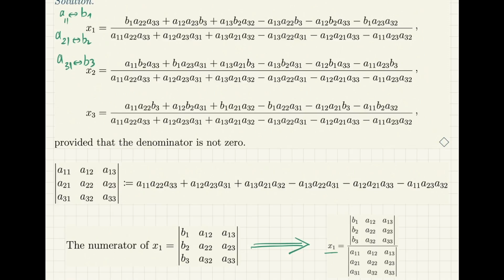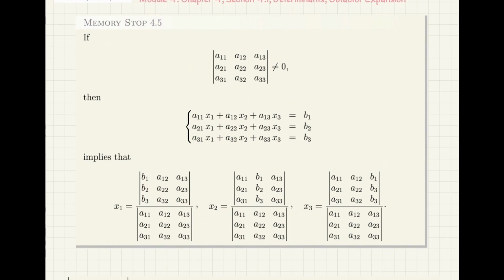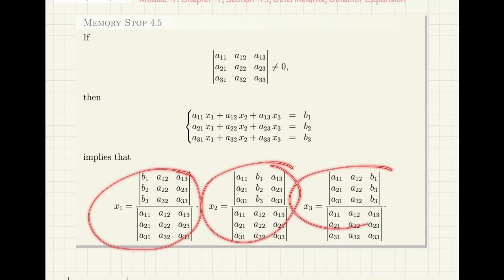Following the same line of arguments, one can easily get to similar formulas for x2 and x3. Okay? So, let us summarize what we got so far for the 3 by 3 case. Okay, I have to go to the other page. Yes. So this is what we got for the 3 by 3 case. So here you see, I also called it a memory stop. So if this determinant, this symbol, is not equal to 0, and you're supposed to solve this system of equations, then these are the formulas for x1, x2, and x3.